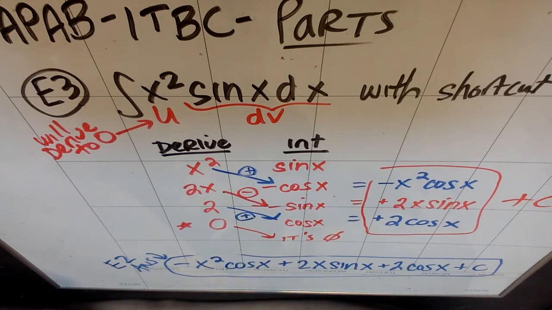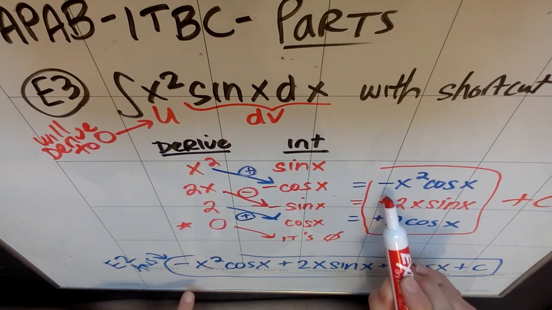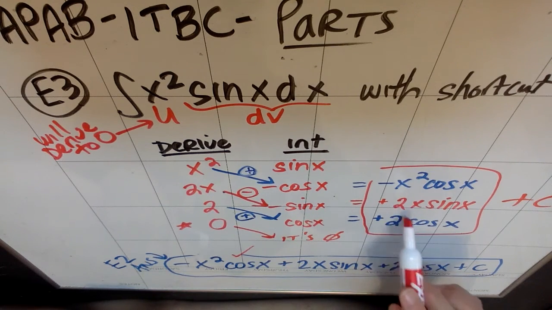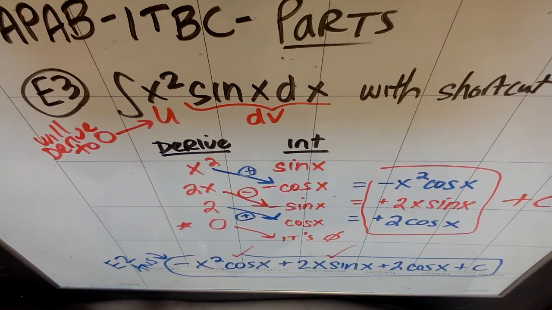Now I want you to look how I kept the answer from the last problem. I kept the example 2 answer here so that you could compare. In blue, I have a negative x squared cosine of x. Oh, hey, that's the first term here. Plus a 2x sine x. Oh, hey, that's the next term. Plus a 2 cosine x. Hey, that's the next term. And then don't forget the plus c. So the shortcut's really helpful and totally awesome.